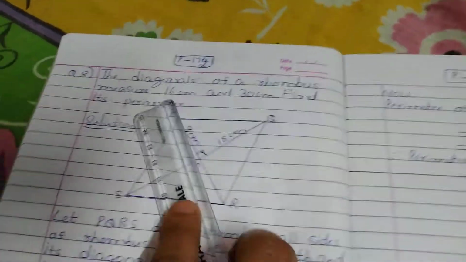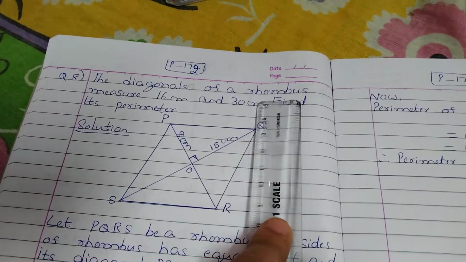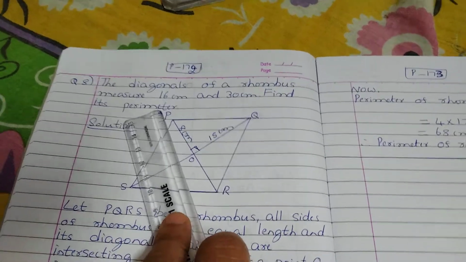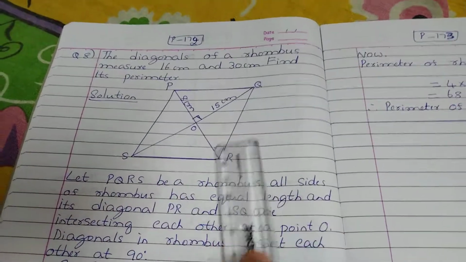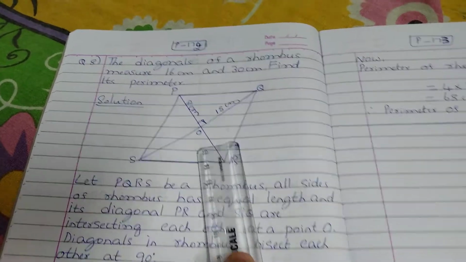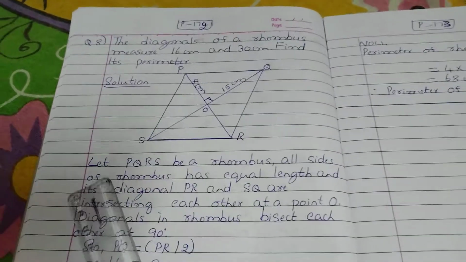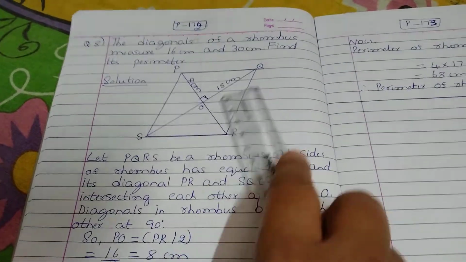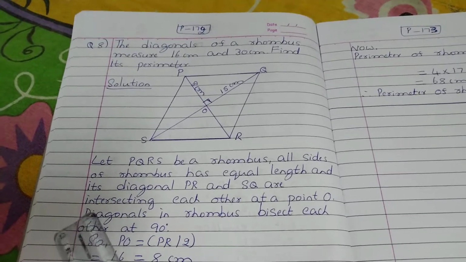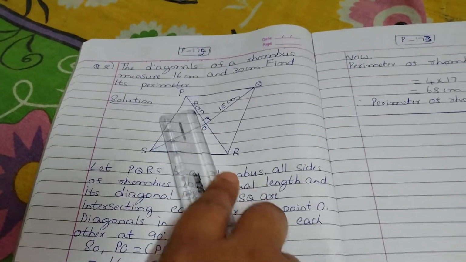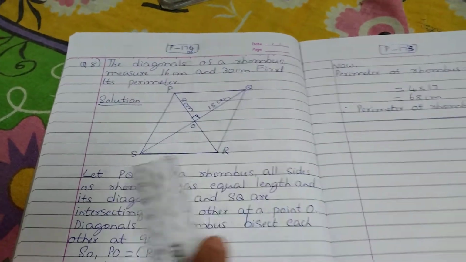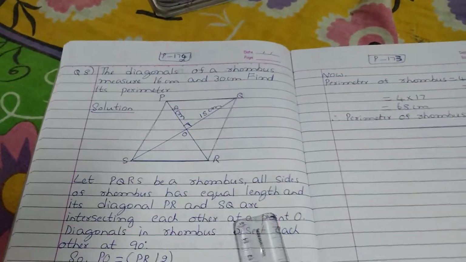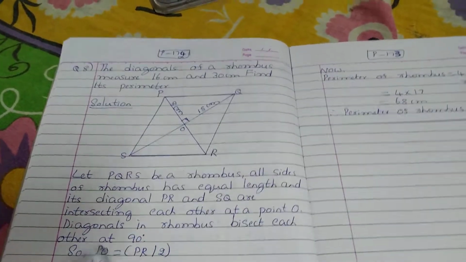Okay, next problem, question number 8. The diagonals of a rhombus measure 60 centimeter and 30 centimeter. Find its perimeter. So this is the rhombus. Rhombus means all four sides are equal. So let PQRS be a rhombus. All sides of a rhombus have equal length, and its diagonals PR and QS are intersecting each other, intersecting means cutting like this, at a point O. This is the point O.